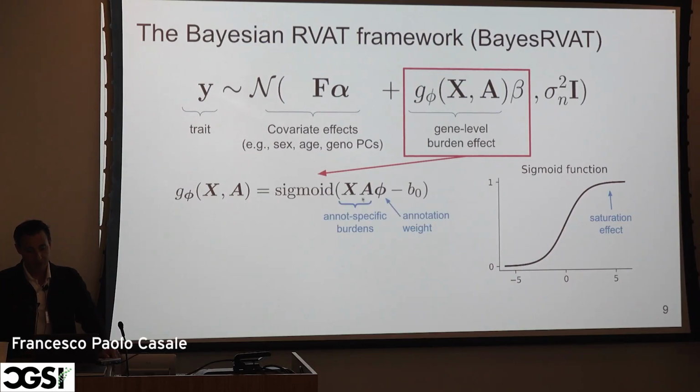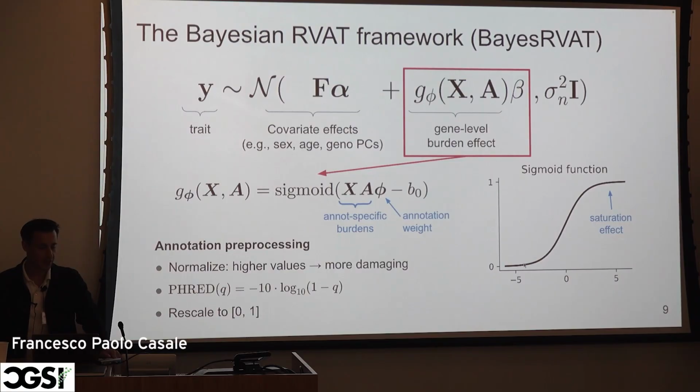Then you can think about this product XA as producing annotation-specific burdens. This is number of individuals by number of annotations, and these phi are the weights that each annotation has in the aggregation. And then the bias term zero, we shift this within the sigmoid. We set it to make sure that individuals that carry no variant are assigned a burden score of 0.